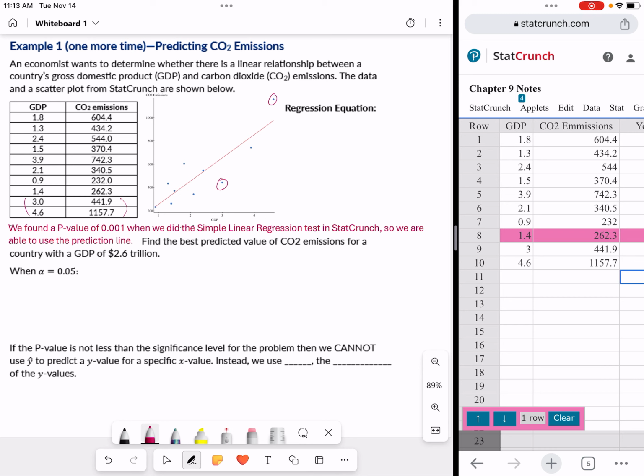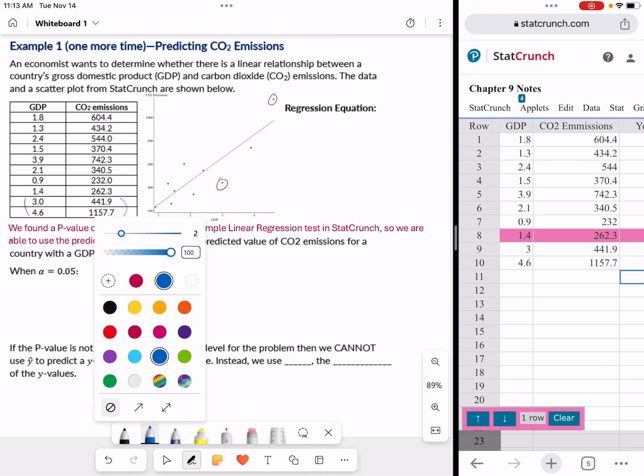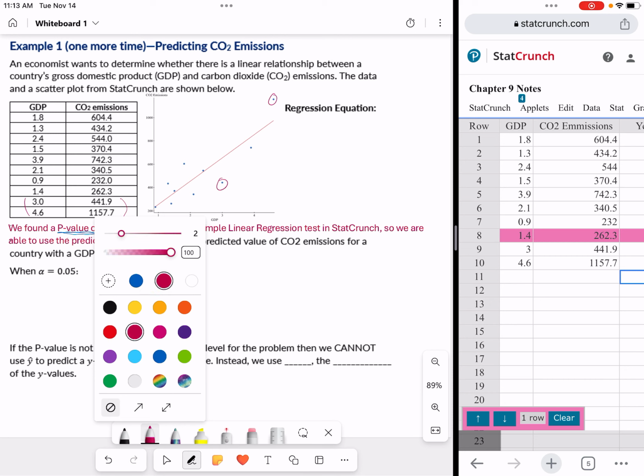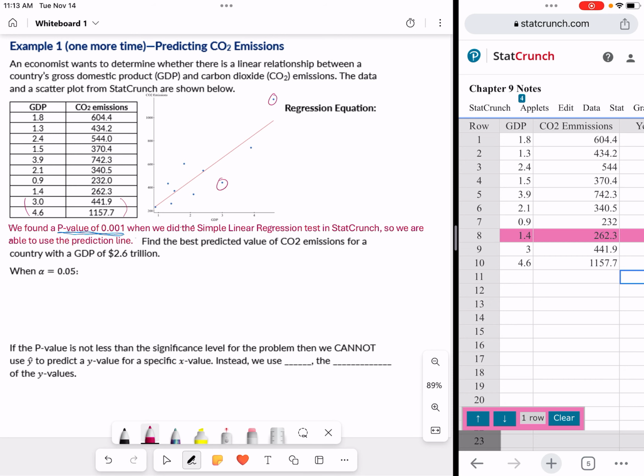And since our p-value is so small, it really won't matter what our significance level is. We'll be able to use it. But we'll want to be able to make a prediction for a country with a GDP of $2.6 trillion, what would their CO2 emissions be?